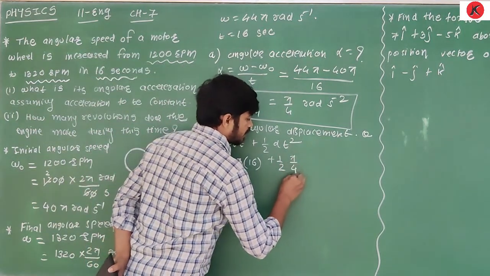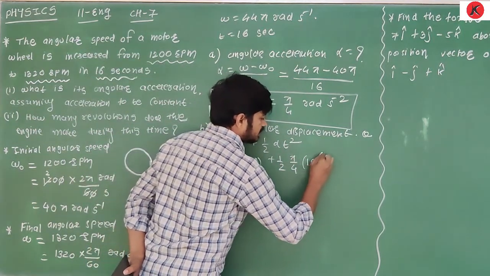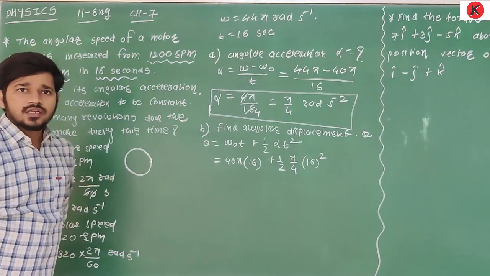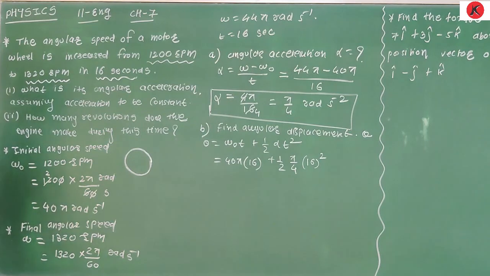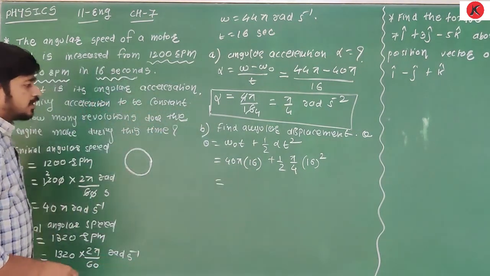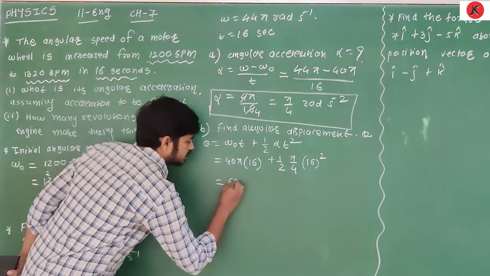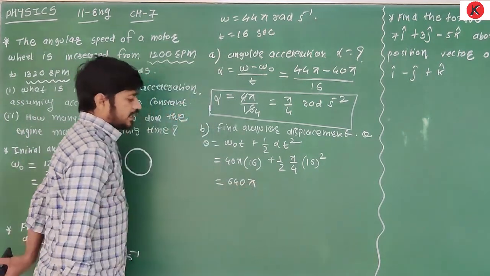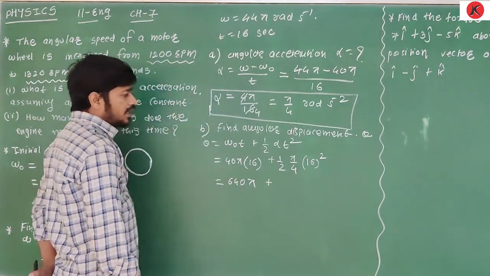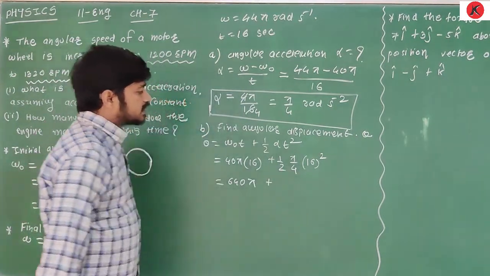It is pi by 4. And t square means it is 16 square. Clear? Okay. So it is equal to 16 into 4, so it is 640 pi. Plus here, it is 16 square means 64.